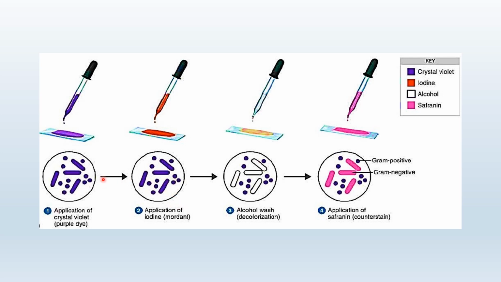violet peptidoglycan complex. And in the third step, we will add alcohol that would act as decolorizer, and it would decolorize the gram negative cells, while gram positive would be stained purple or blue colored. In the last step, we would add a safranin red dye that would stain gram negative cells as pink red, while gram positive would be stained blue purple.